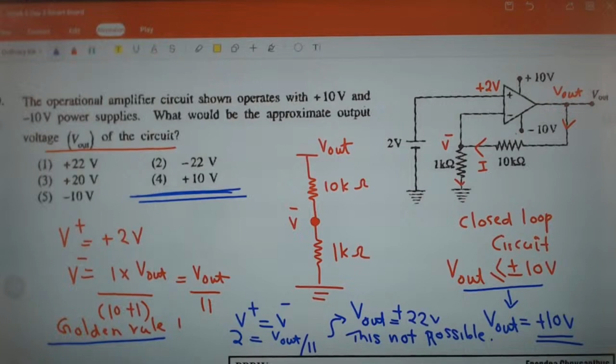This is a closed loop circuit. Therefore, we must apply closed loop rules. You must apply closed loop rules.